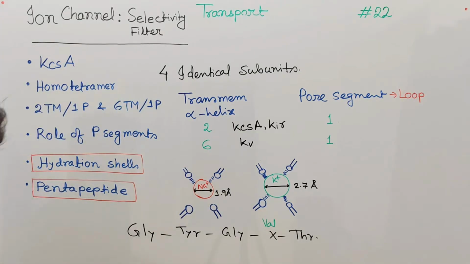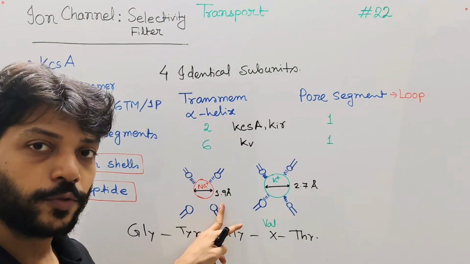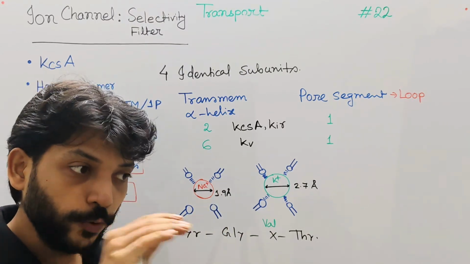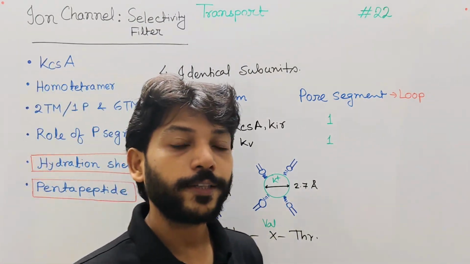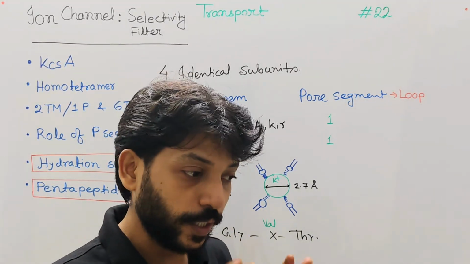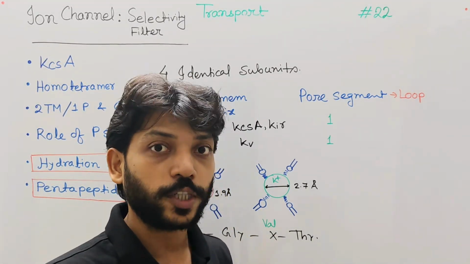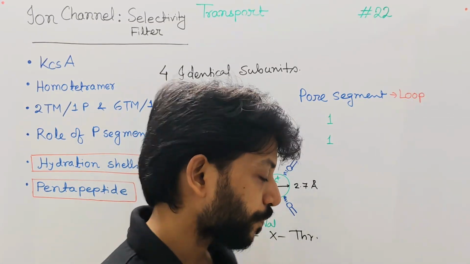Now, what happens when potassium ions or sodium ions try to enter inside the channel? They have to strip off all the water molecules that surround them in the hydration cell. So an ion has to strip off 8 water molecules to enter inside the channel.